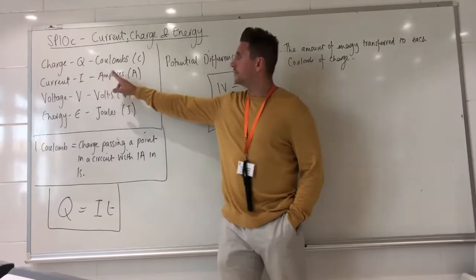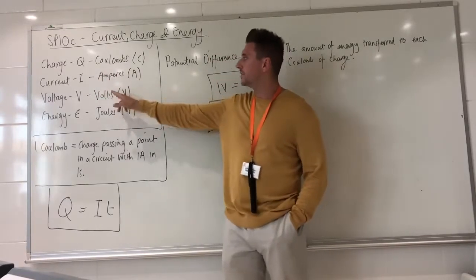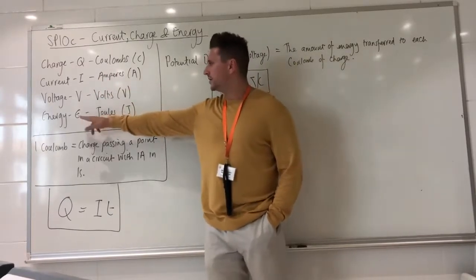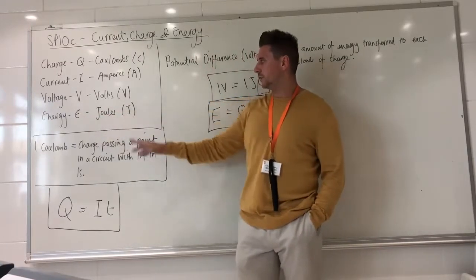Current is the symbol I, we measure that in amperes, capital A. Voltage V in volts, which is straightforward. Energy is E, which is joules, and we've done that before.